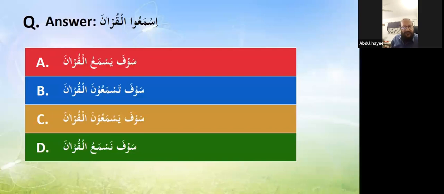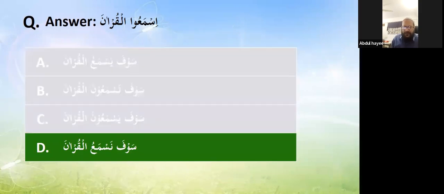Ismul Quran. Answer in Arabic: sofa yasmul Quran, sofa tasmul Quran, sofa nasmul Quran. D. Sofa nasmul Quran.